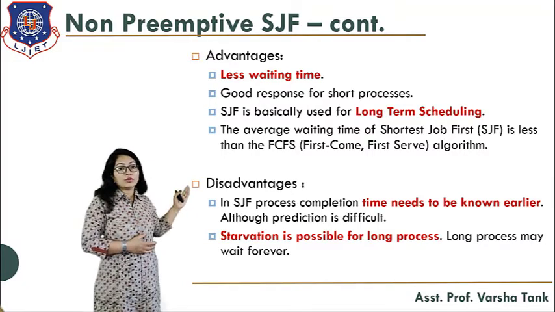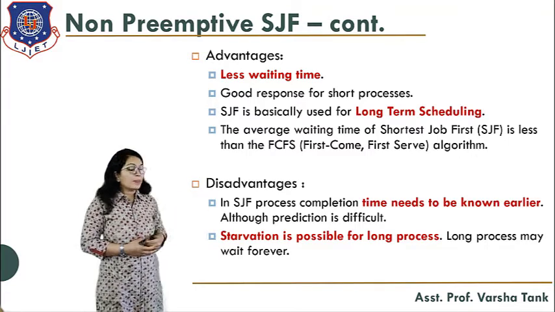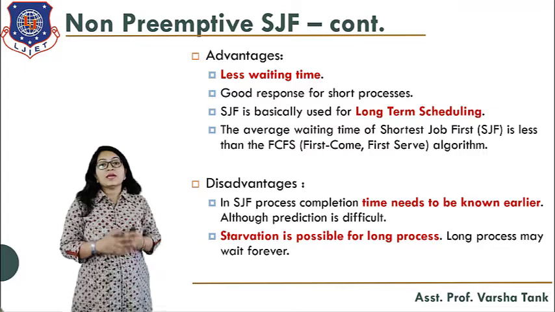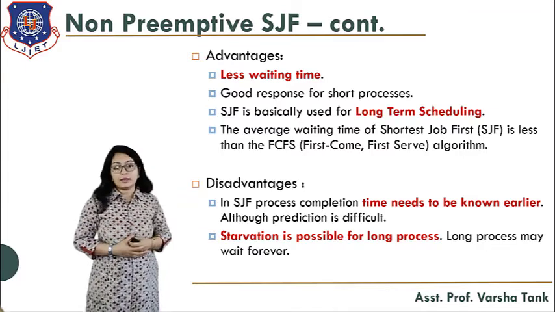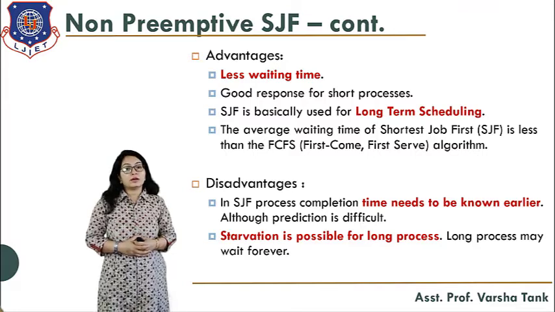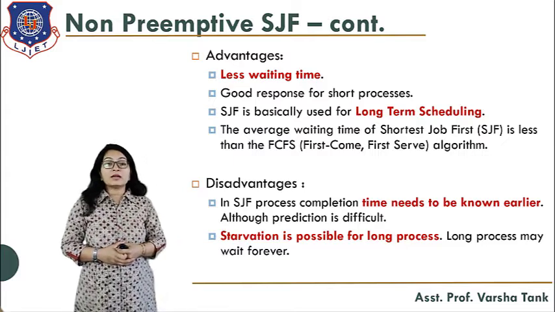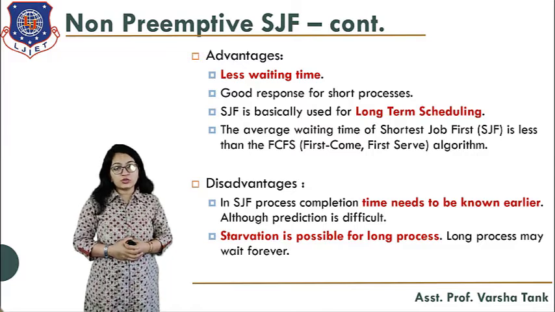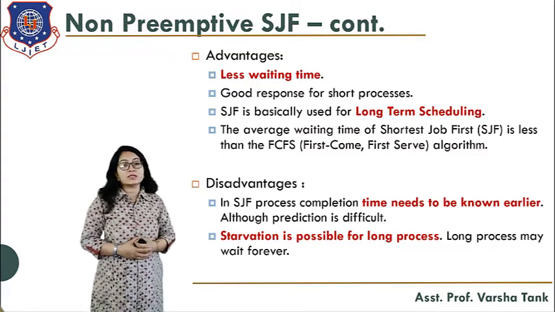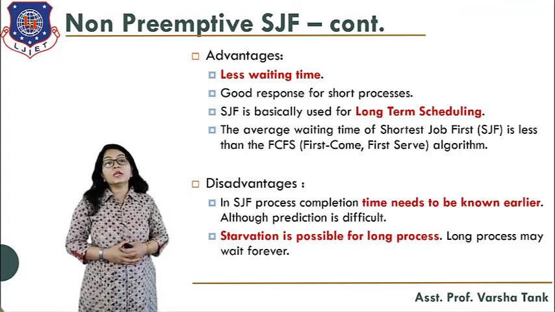Okay, so if you compare this with the FCFS, the average waiting time is less. Now, what is the disadvantage? In SJF, process completion times need to be known earlier. So you should know the execution time of each and every process in advance. It is not always possible to know that a process will require this much time for execution. So that is the disadvantage, that you need to know everything beforehand. Then starvation is possible for the long process.